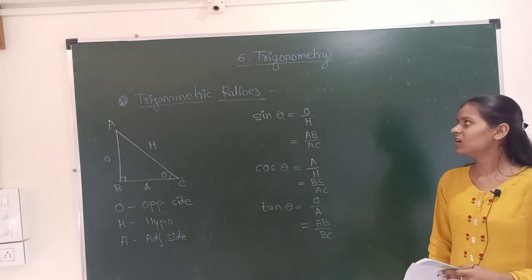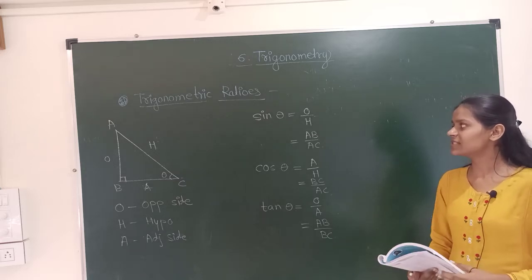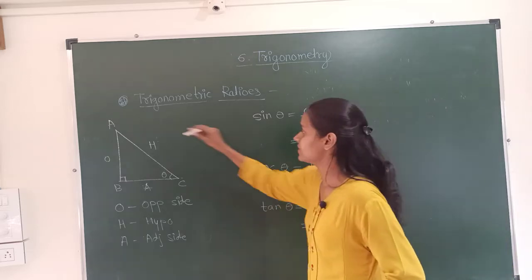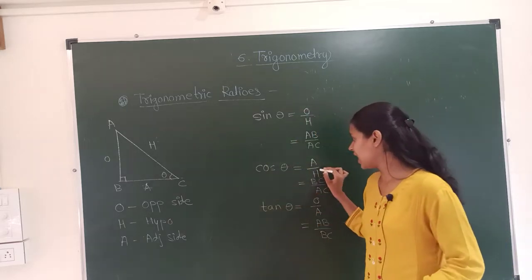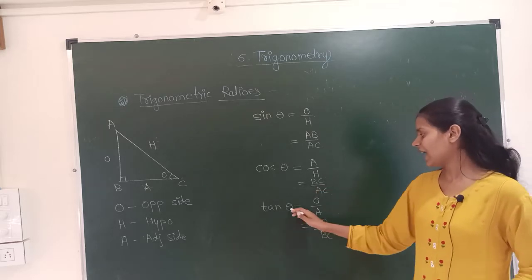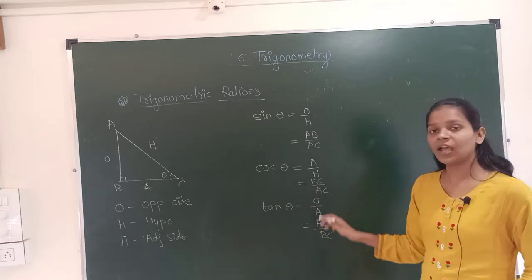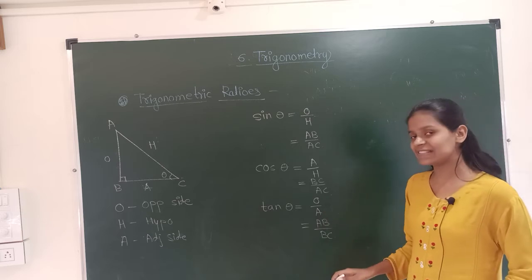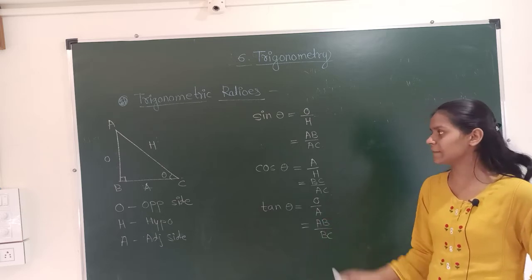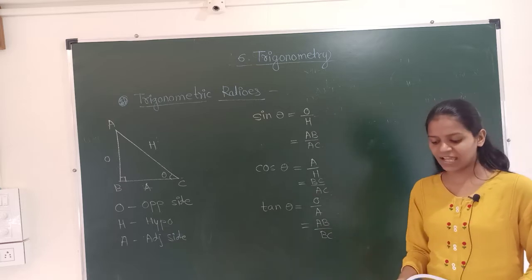For sine theta, it is opposite side upon hypotenuse, opposite side is AB and hypotenuse is AC. For cos theta, A upon H, that is adjacent side upon hypotenuse, BC upon AC, and tan theta is equal to O upon A. O is opposite side and A is the adjacent side, opposite side upon adjacent side, that is AB upon BC. This is for sine, cos and tan.